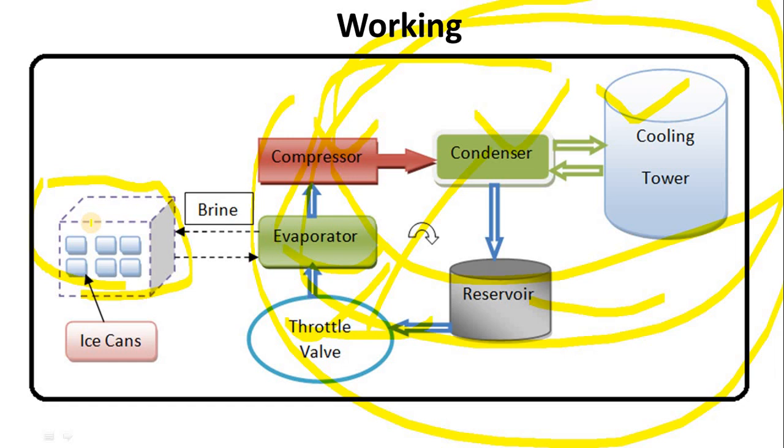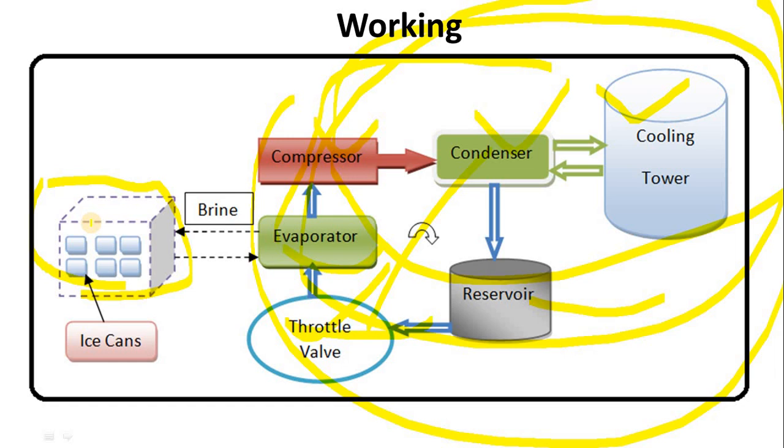And it gets surrounded by that particular brine solution. So in the case of the ice manufacturing industry, the brine acts as the secondary refrigerant. Whatever cooling effect is produced with the help of the evaporator coil gets absorbed by the brine itself. And the cooling effect of that brine gets absorbed by the cans which are placed inside the tank, in the brine.